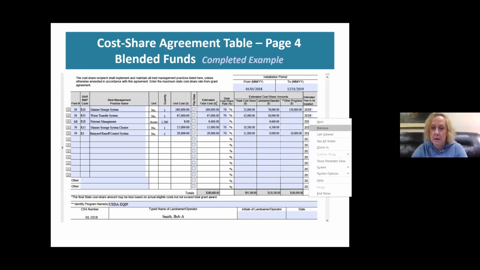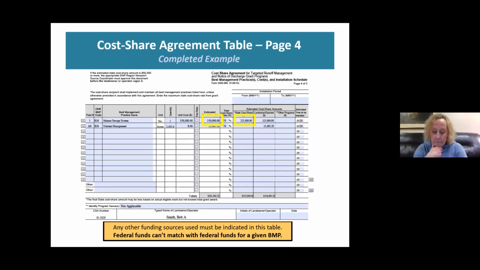Actually, I want to back up and say one more thing here. It's really important, over here, if it's going to be the landowner paying for the remainder of that practice, this is where you would put that amount. If you've got other programs that are providing the local share, it's really important that you point those numbers out.